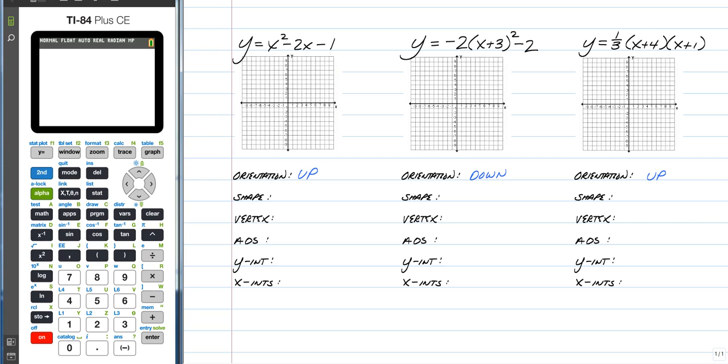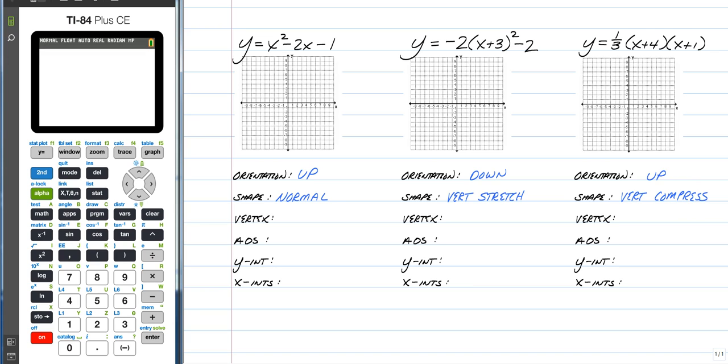Now let's talk about shape. Shape is determined by your a value. If your a value is 1, it is a normal shape. If the number in front, ignore the negative. If your a value is bigger than 1, then we have a vertical stretch. But if our a value is less than 1, we have a vertical compress. So we do not need our graphing calculator to do any of that, okay?